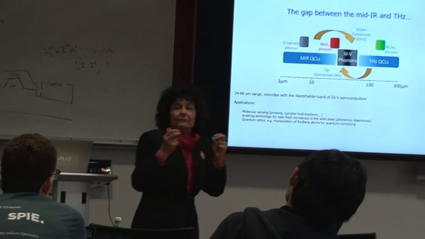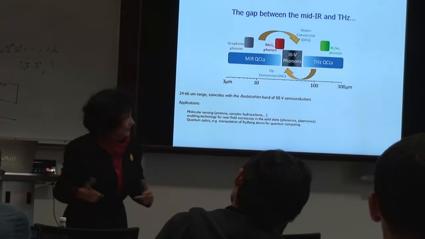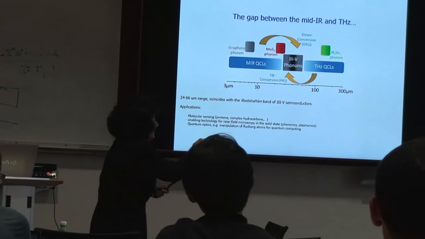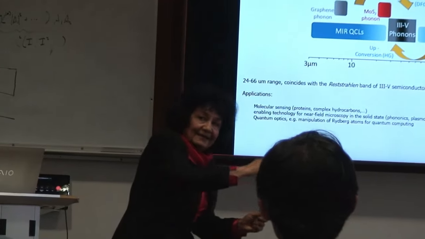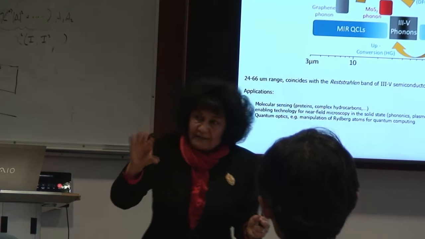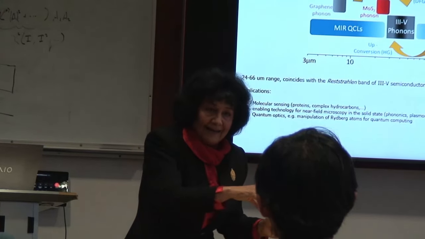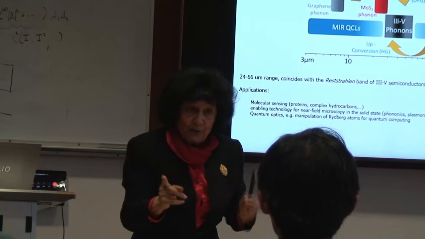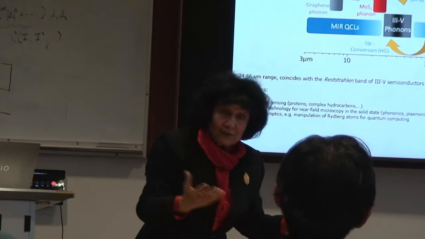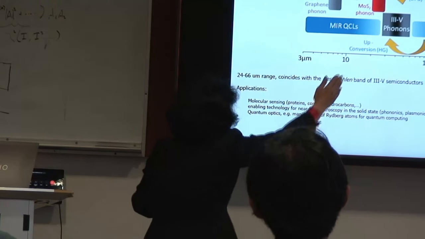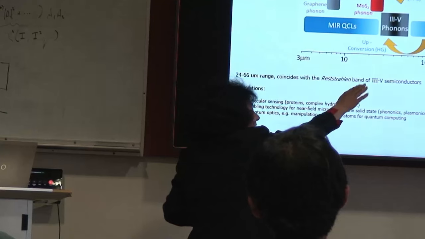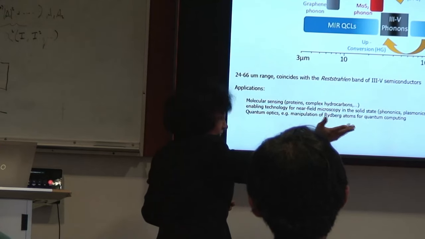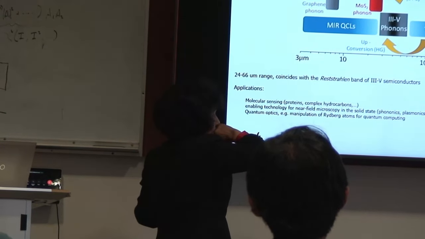Because we are using indium phosphide or gallium arsenide. The path between 5 terahertz and 12 terahertz, there is a parasitic phonon absorption in gallium arsenide and in the indium phosphide. So this part is missing. And why? And that is coincided with the reststrahlen band of the gallium arsenide and indium phosphide.